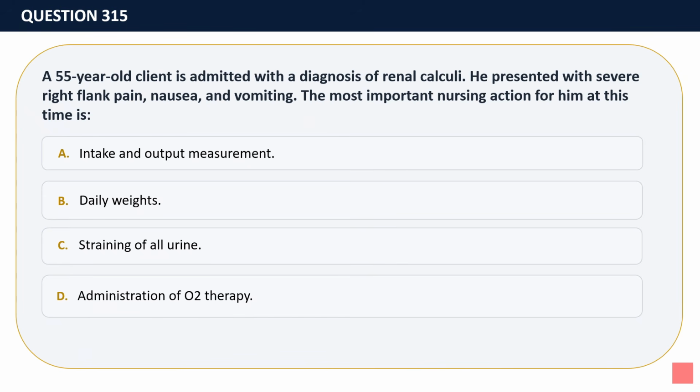Question 315. A 55-year-old client is admitted with a diagnosis of renal calculi. He presented with severe right flank pain, nausea, and vomiting. The most important nursing action for him at this time is: A. Intake and output measurement. B. Daily weights. C. Straining of all urine. D. Administration of O2 therapy.